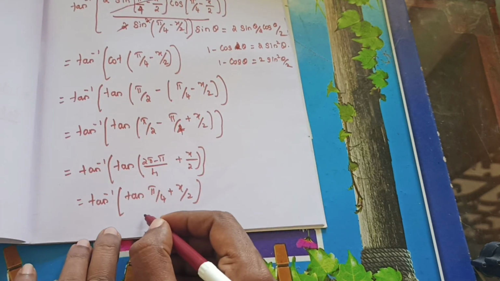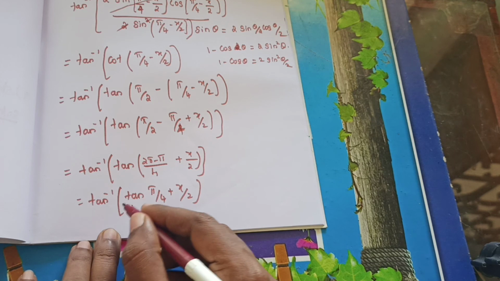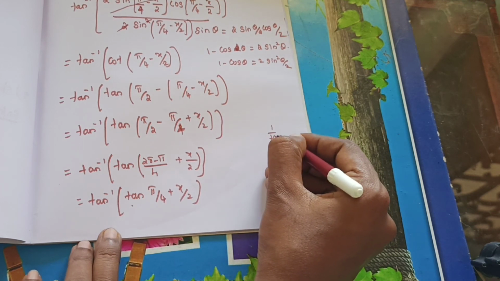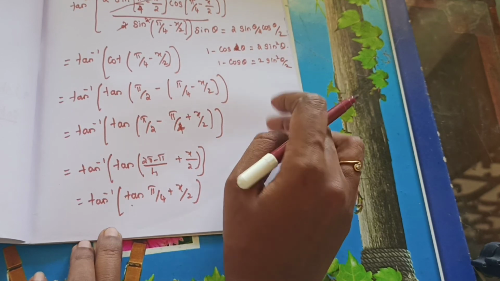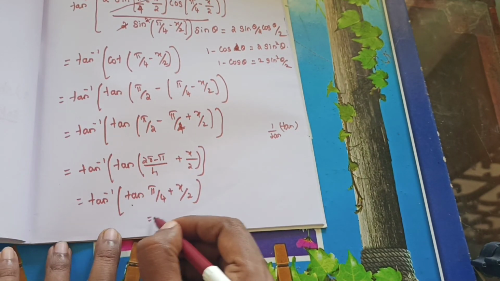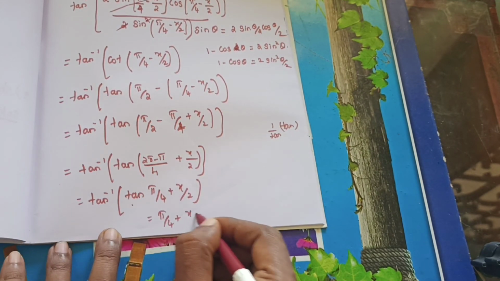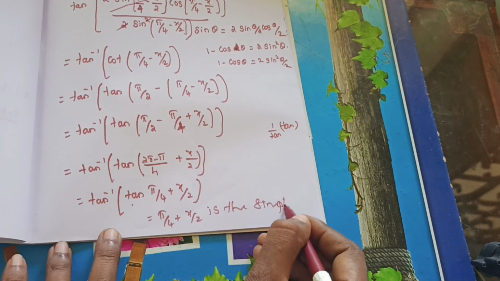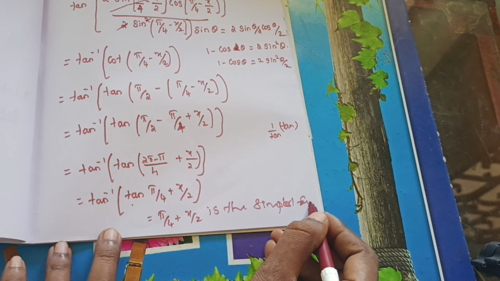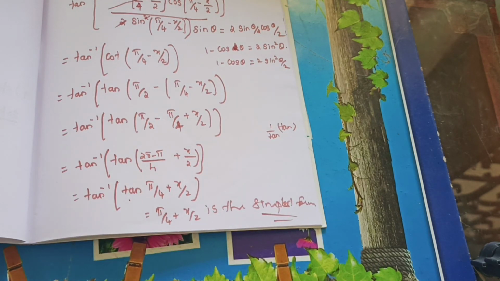So what's the simplest form? Tan inverse of tan. Tan inverse of tan, what's the meaning? 1 by tan into tan. That's the meaning of tan inverse. So inverse means 1 by tan, that's all. So this can be equal to pi by 4 plus x by 2, which is the simplest form. Understand, students? That's all.